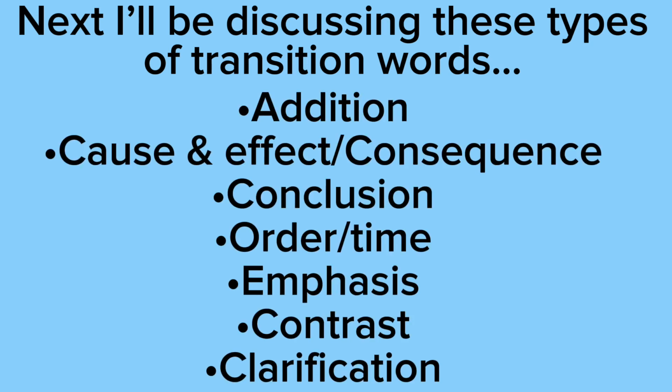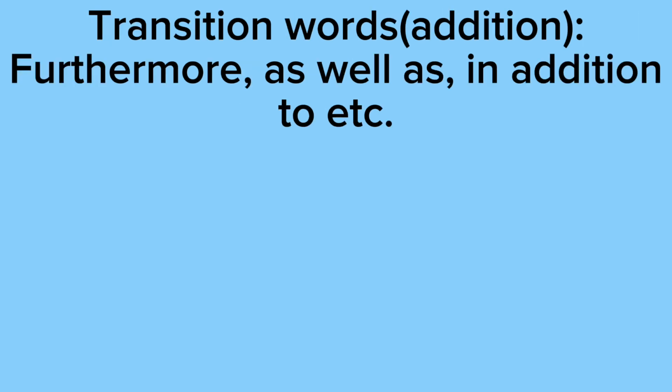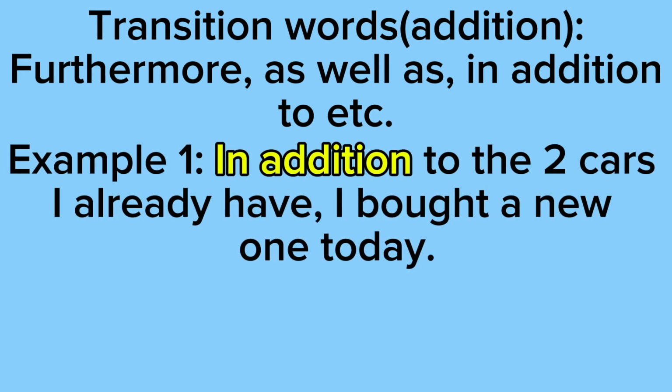For example, transition words of addition, transition words of cause and effect, also consequence, transition words of conclusion, order, time, emphasis, contrast, and clarification. So first we have transition words of addition like furthermore, as well as, in addition to, and so on. So example 1 says, in addition to the 2 cars I already have, I bought a new one today. As you can see, the transition, in addition to, helps the sentence flow smoothly.